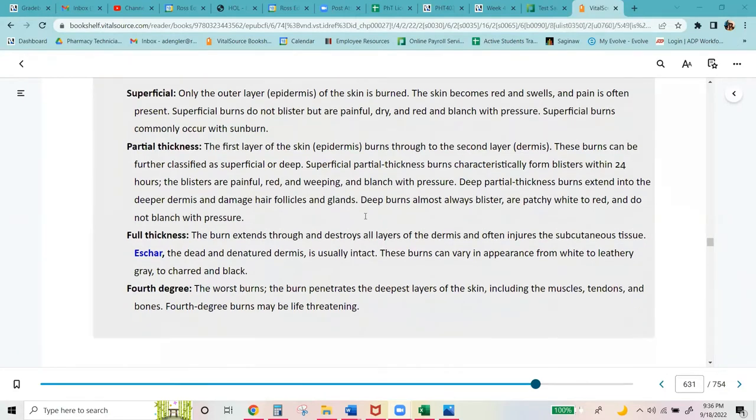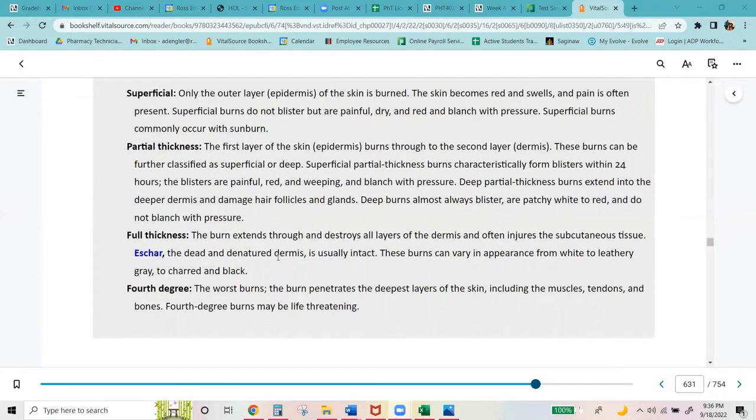Partial thickness, the first layer of the skin burns through to the second layer. So from the epidermis to the dermis, these burns can be further classified as superficial or deep. Superficial partial thickness burns characteristically form blisters within 24 hours. Deep burns almost always blister and are patchy white to red and do not blanch with pressure.